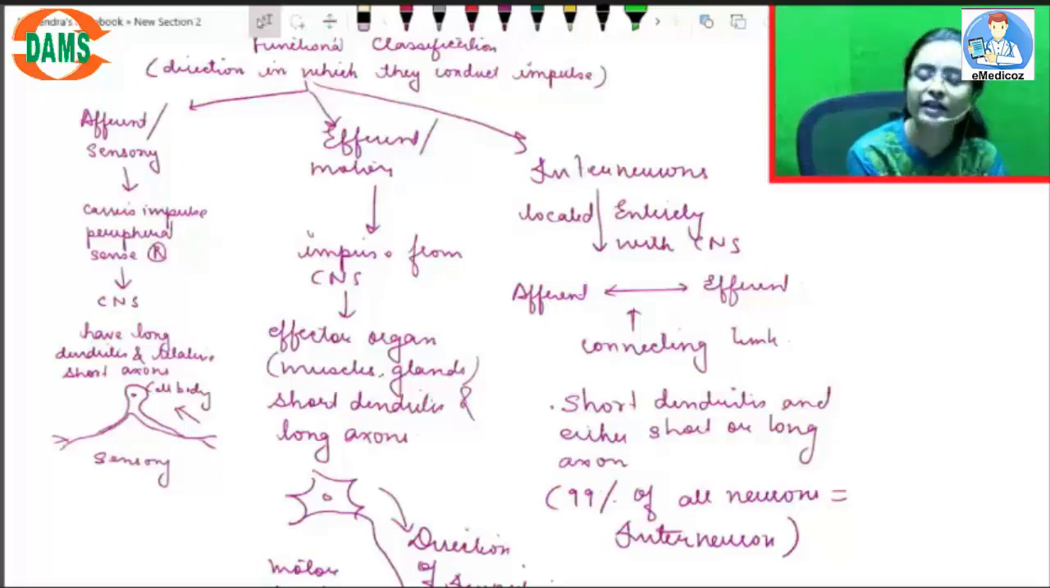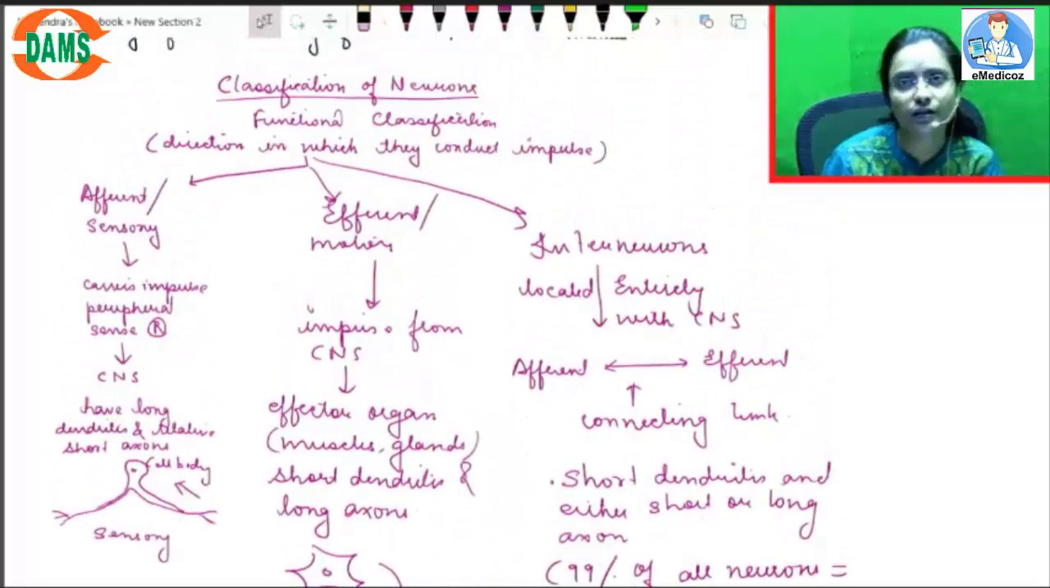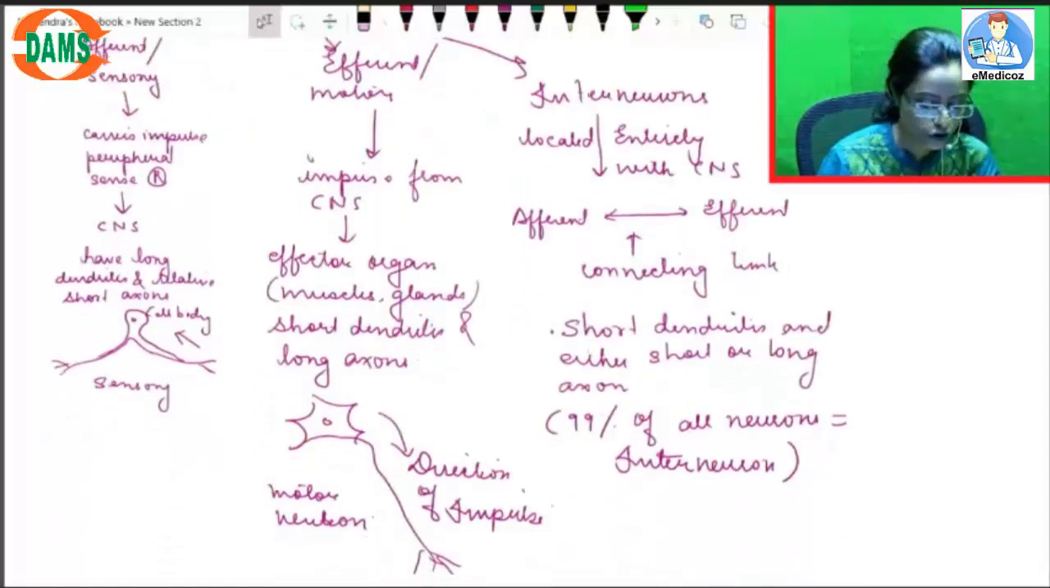The next is the interneuron. The name is self-explanatory: it's a connecting link between the afferent and the efferent neurons, and it is located entirely within the central nervous system. These have short dendrites and either short or long axons. 99% of all the neurons in the body are interneurons. Till now this was all on the basis of their functional classification, the direction of the conduction of the nerve impulse.